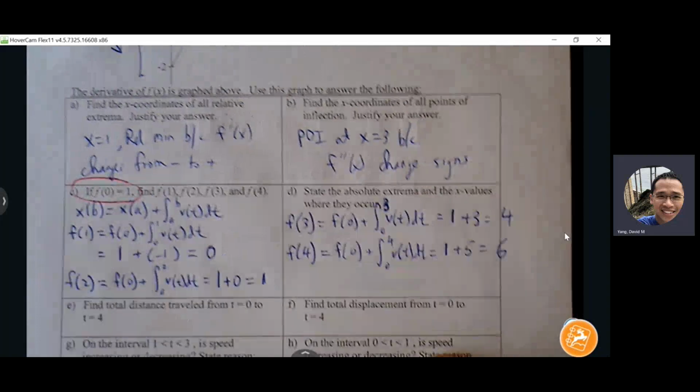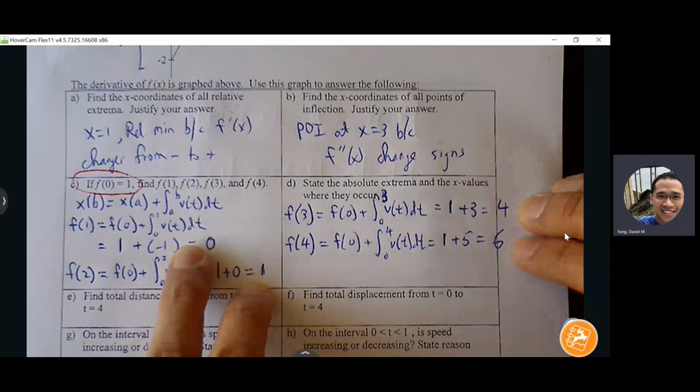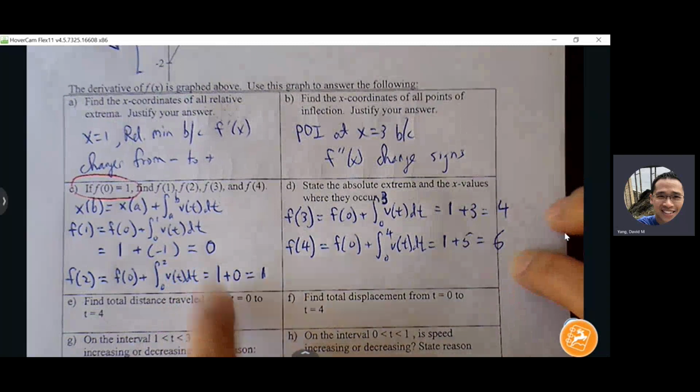Okay, state the absolute extrema. Absolute extrema is just the furthest right and left that we experience in these values because we have all the critical points accounted for. Absolute max is 6. Absolute min is 0.